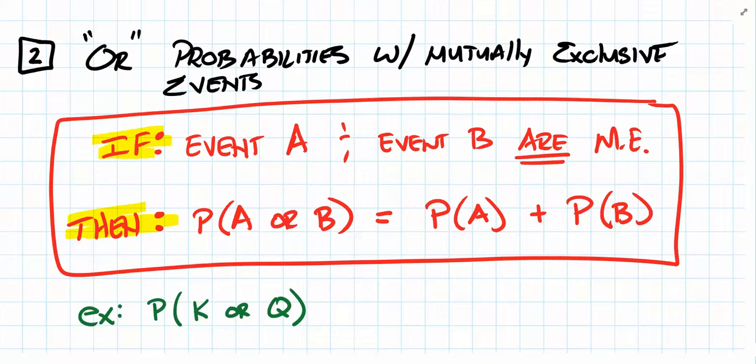Okay, box number 2 is an example. We're going to talk about "or" probabilities with mutually exclusive events. So here's the thing we want to understand. If we have two events, A and B, and they are mutually exclusive, meaning that there's no way they can happen at the same time, then the probability of getting A or B is just the addition of the probability of A with the probability of B. So that's an important box for you guys to write down in your notes.